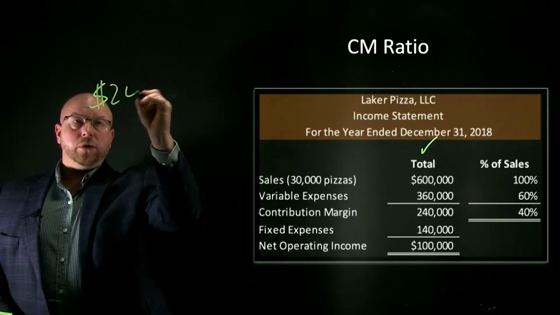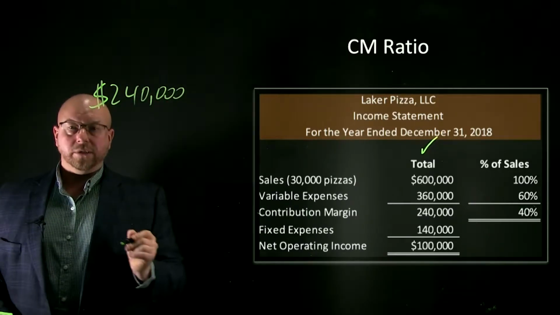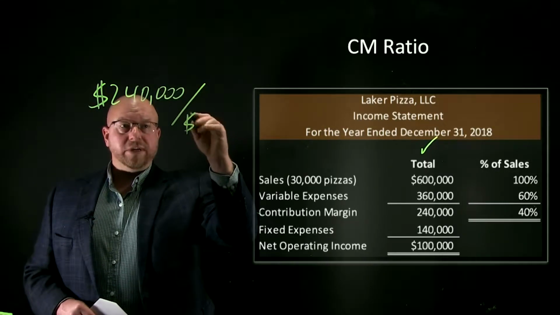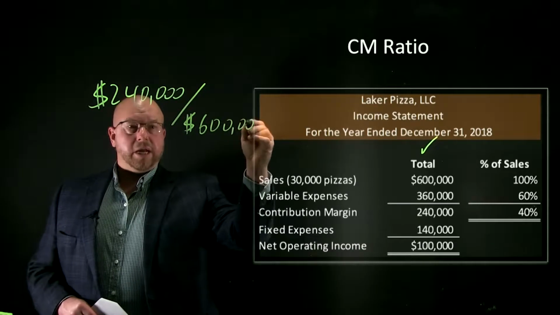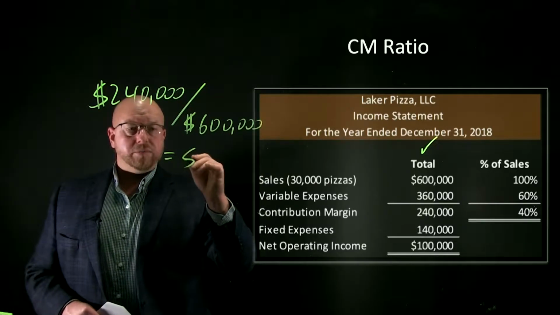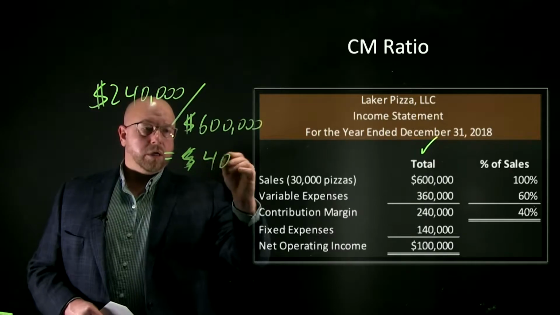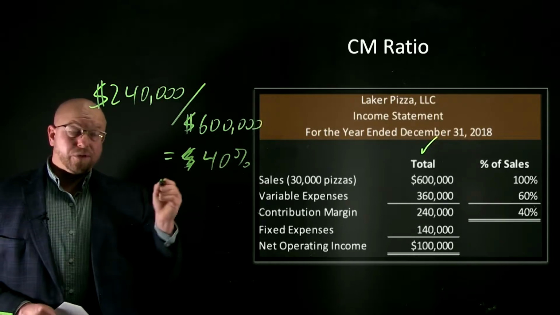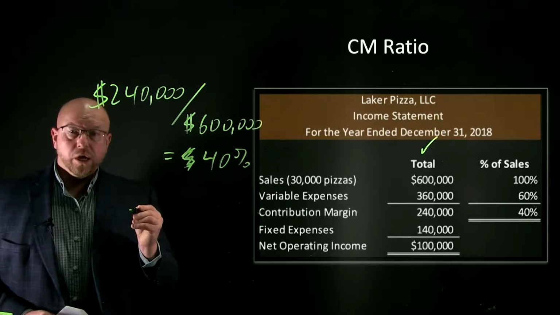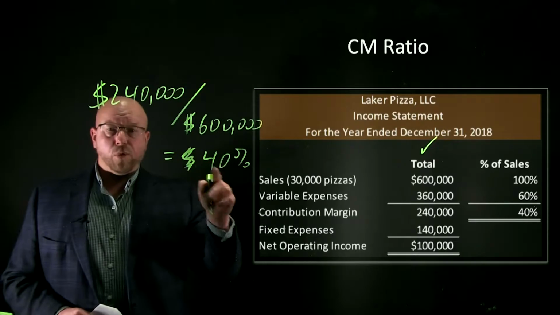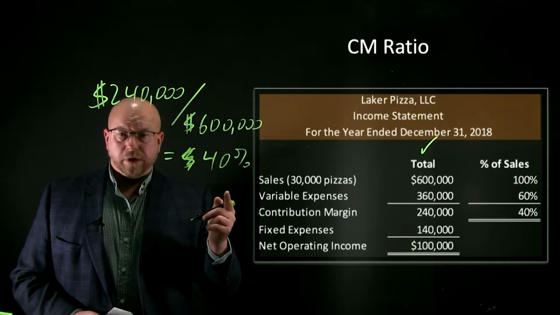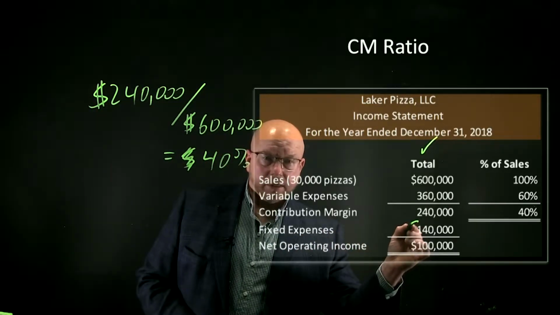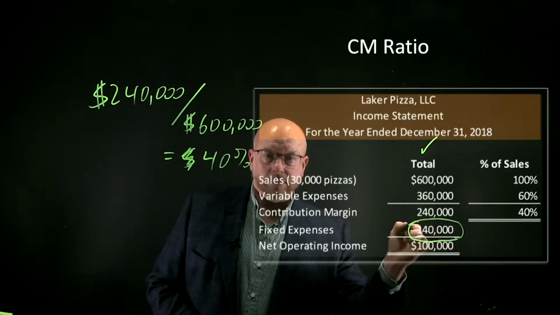Let's take a look at our contribution margin. Total contribution margin was $240,000 when we sold 30,000 pizzas, and the revenue was $600,000. That gives us a contribution margin ratio of 40%. What that's really telling us is that for every dollar of revenue we earn, we can plan on generating 40 cents of contribution margin. Every dollar of revenue gives us 40 cents to cover these fixed expenses.